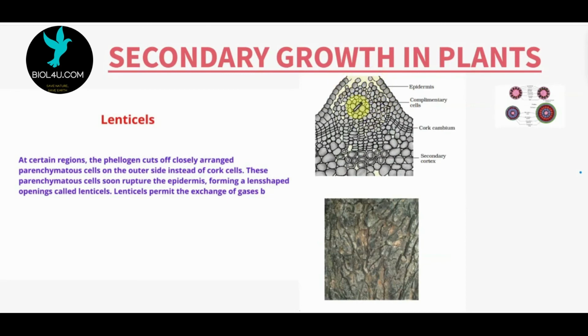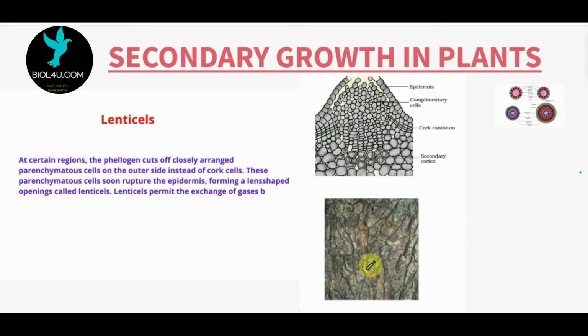This newly formed tissue is known as the complementary cells, and just below that you can see the cambium, which is known as the phellogen or the cork cambium. Below that you can see the secondary tissue, the secondary cortex. So the secondary cortex is formed later, and above the cork cambium it produces cells to repair the broken part, the complementary cells, and here the bark is broken.